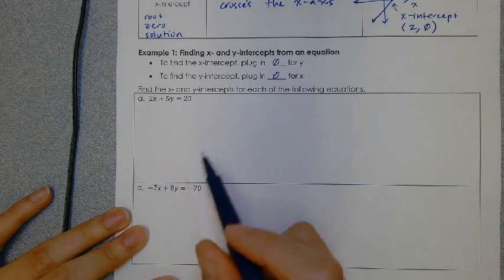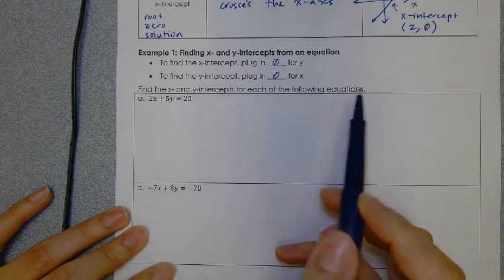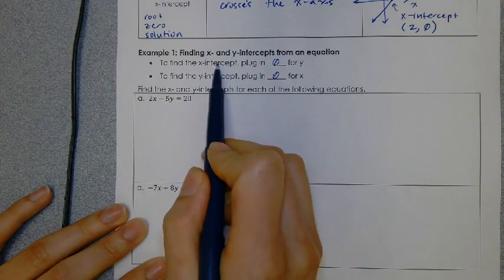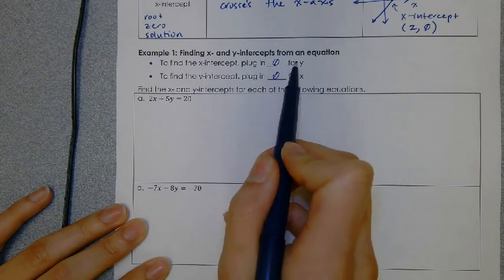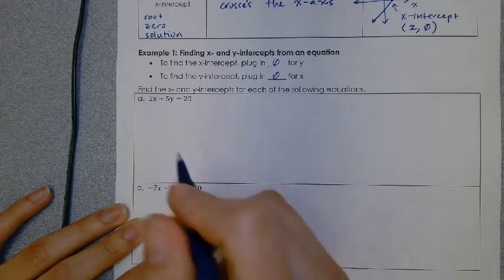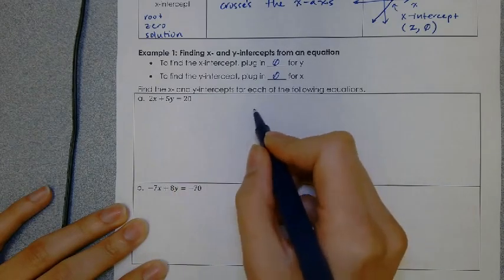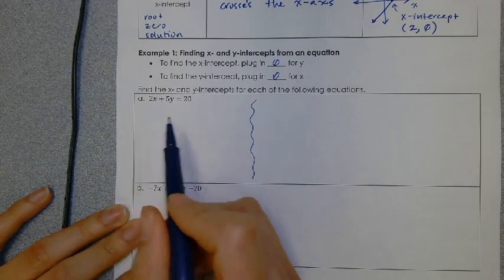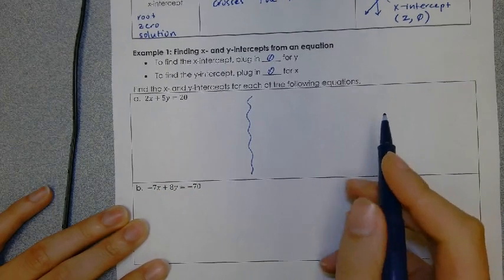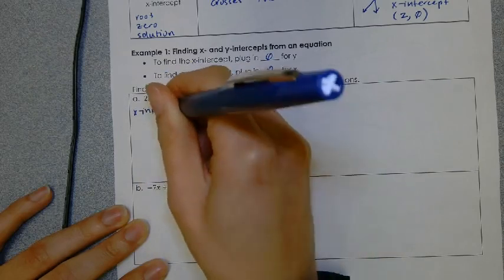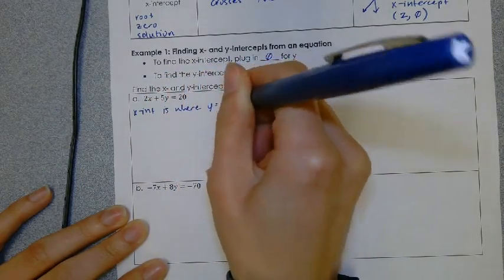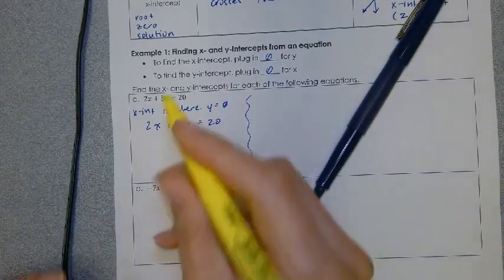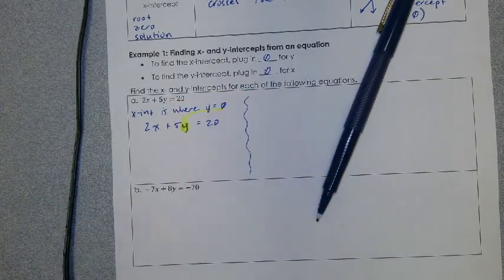Let's try example A. Find the x and y intercepts for each of the following equations. Okay. We'll start with the x-intercept. Again, the x-intercept is where y equals 0. So I'm going to make 2 sections on my paper. One for the x-intercept and one for the y-intercept. So if x-intercept is where y equals 0, then we're going to take this equation, and where I see y, I'm going to put in 0. So let's do that.